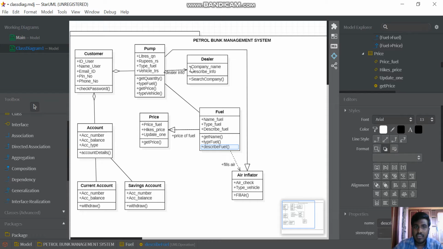I have also given Dealer. For example, in our country we have many petrol dealers such as Indian Oil, Hindustan Petroleum, and Bharat Petroleum. Some users think that this dealer gives more mileage, this dealer gives less mileage, this dealer's petrol rate is more, this dealer's petrol rate is less. So whatever the user thinks about the company or the dealer, the customer can choose himself. So I have given the Dealer class here. So we saw four classes: customer, pump, dealer, and fuel.